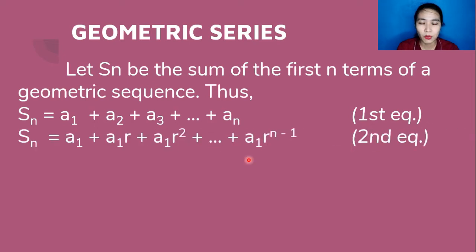From this given equation, this can also be expressed as S of n equals a sub 1 plus a sub 1 times r, because a sub 1 times r is also the a sub 2, plus a sub 1 times r squared, which is also the a sub 3, plus so on and so forth, until a sub 1 times r raised to n minus 1. And let us say this is our second equation.